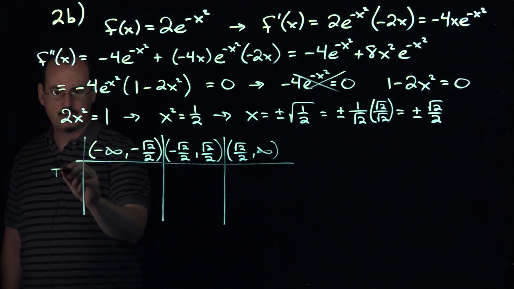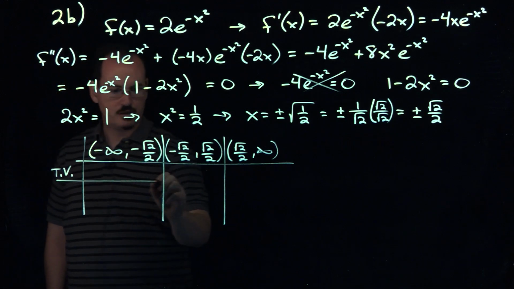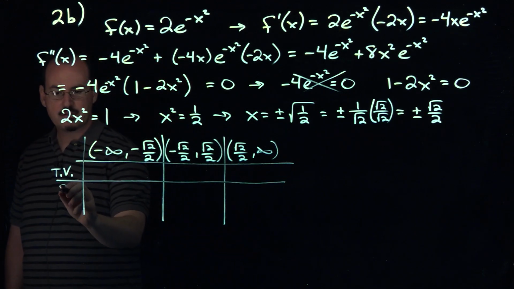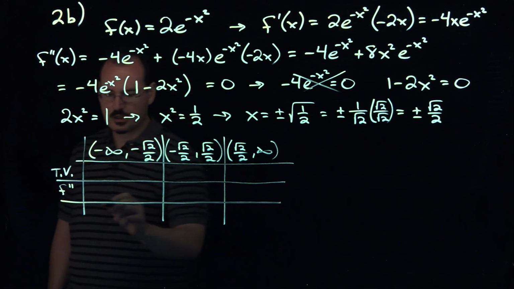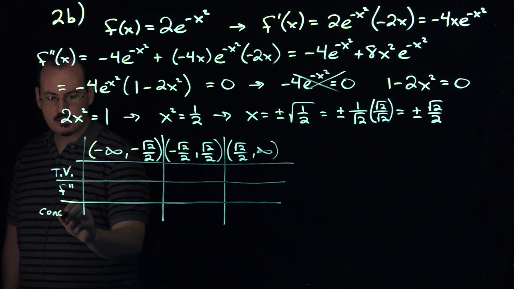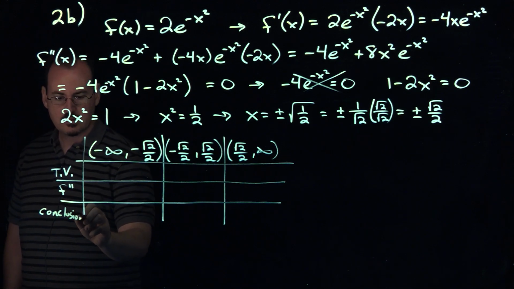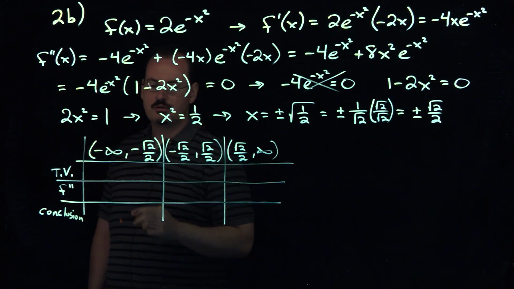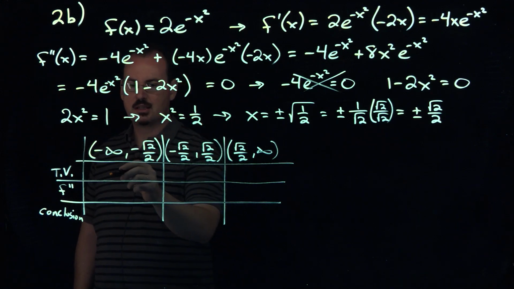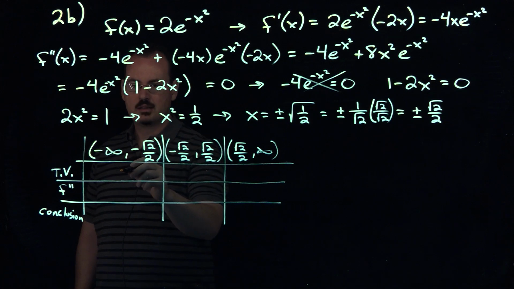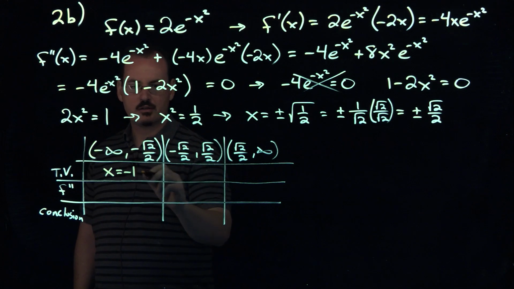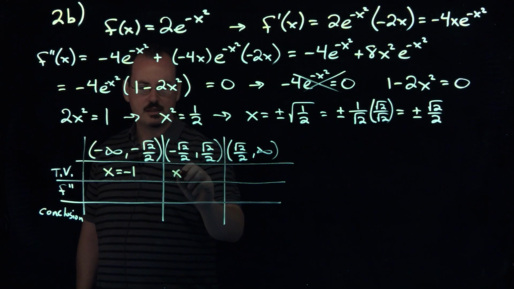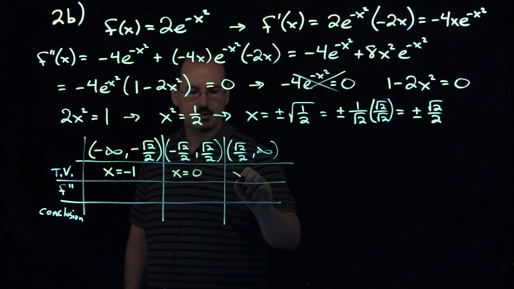And remember, we need our test values, and then our goal here is to determine the sign of the second derivative. And then based on that, we will draw our conclusions about what's happening with the concavity. Okay, so root 2 over 2, I think that's a number that's less than 1. Absolute value anyway is less than 1. So let's pick x equals -1 for our test value there. Let's pick 0 for our test value here, and let's pick 1 for our test value here.